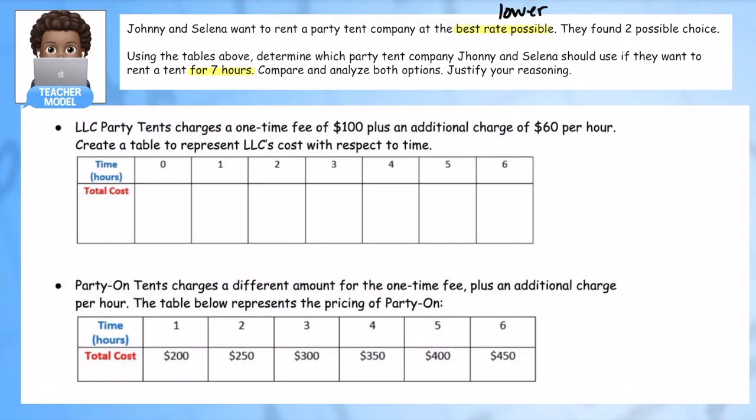Now, with the first company, there is a one-time fee of $100 plus an additional charge of $60 per hour. So we have our constants, and we have a rate change. And in the second one, Party on Tents charges a different amount for the one-time fee. So we don't know their constant fee, that's unknown. So I'm putting a little question mark there, but we can figure out the additional cost per hour.